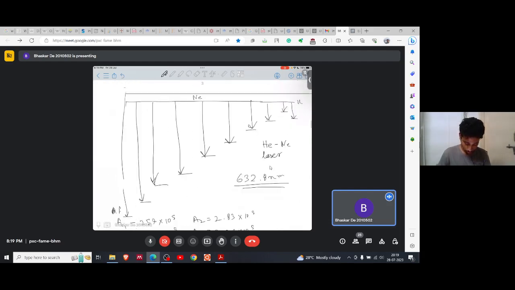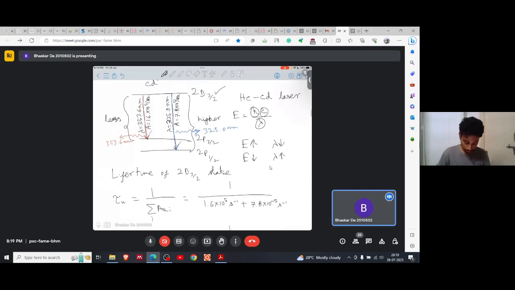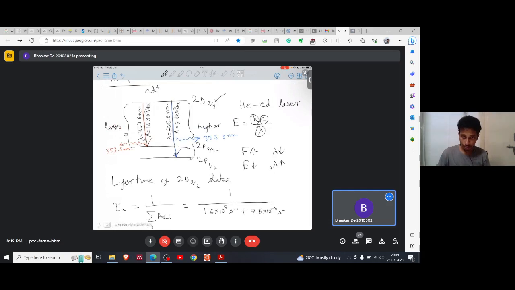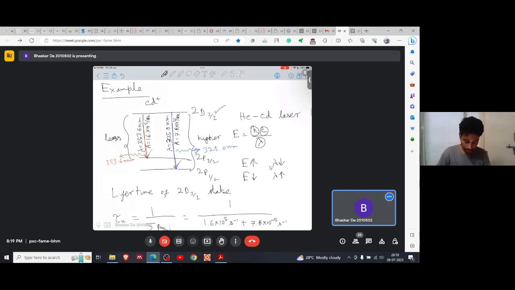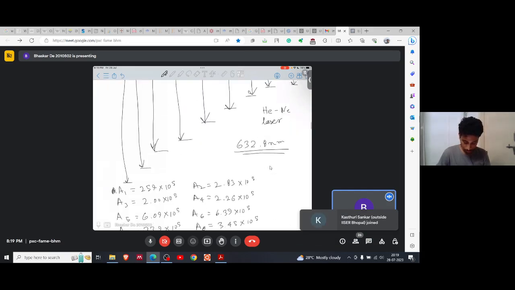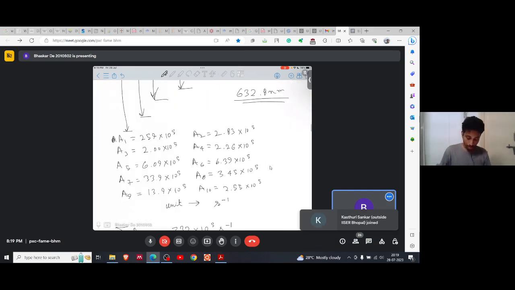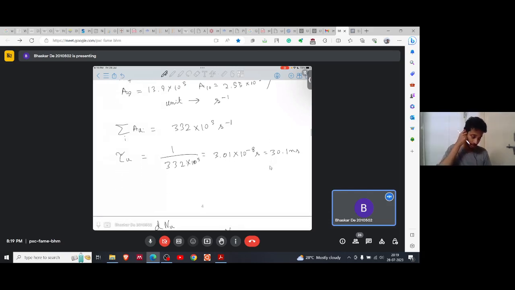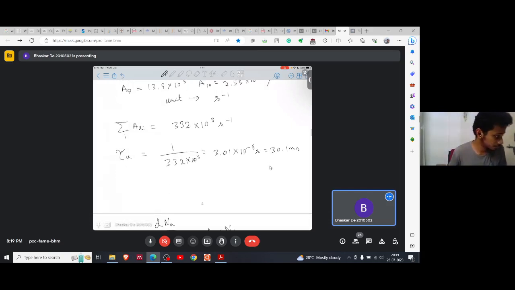To calculate the lifetime of a system, you will be provided with the decay rate, that is this A, and then you will be asked to calculate the lifetime. Or you will be provided with these multiple states, and here you will be provided with this decay rate, and you will have to calculate the lifetime of the upper level.